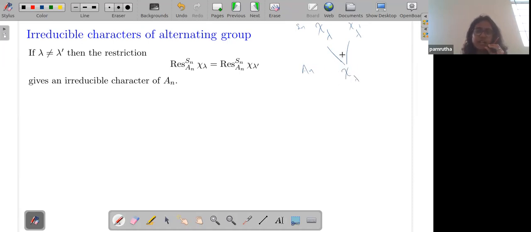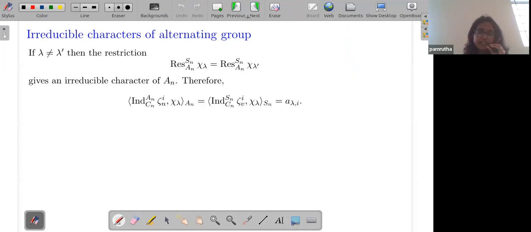The notation is not good, but what I want to say is that if I restrict chi lambda or chi lambda prime, both restrict down to the same irreducible representation in the alternating group. So their characters are the same. If their characters are the same, the inner product in the symmetric group doesn't change. So if lambda is not self-conjugate, the multiplicities of that particular character in the alternating group and in the symmetric group are the same.